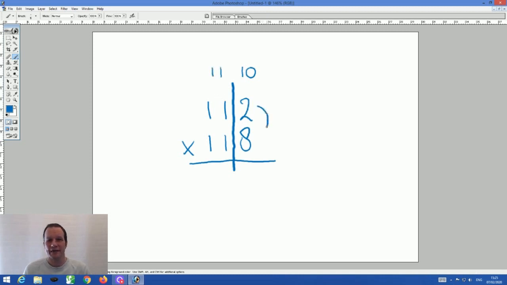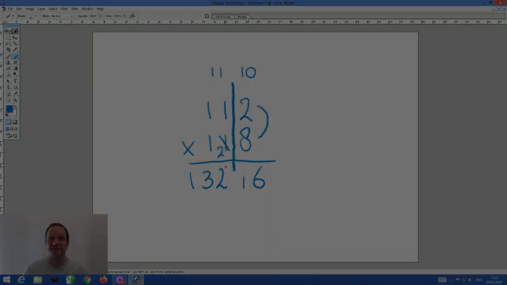So we can use the method, starting with multiplying 2 times 8 is 16, and then increasing one of the numbers in front by 1. The 11 becomes a 12, and then we multiply 11 times 12, and we know from a previous video how to do that, which is 132. And that gives us our answer of 13,216.